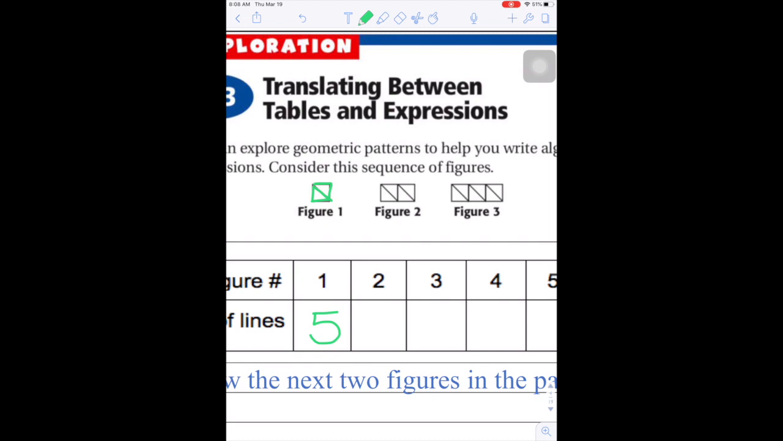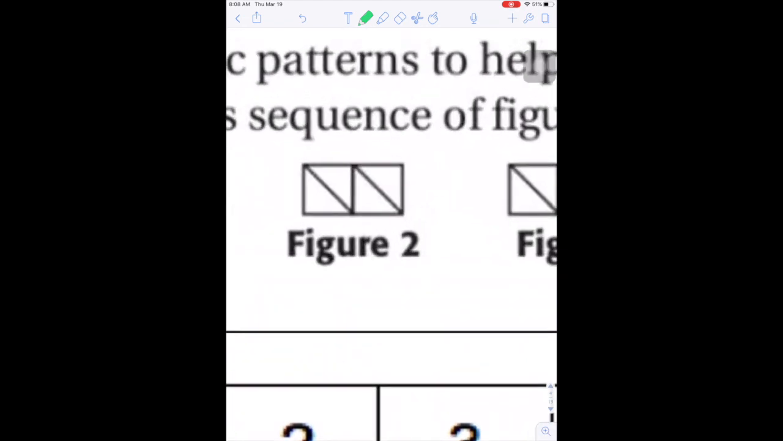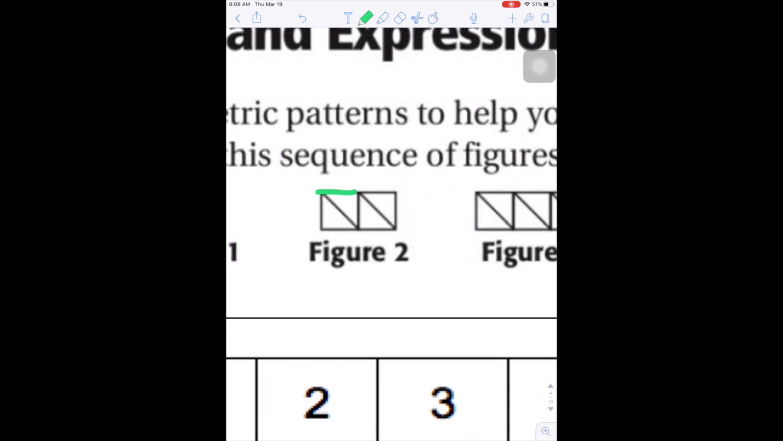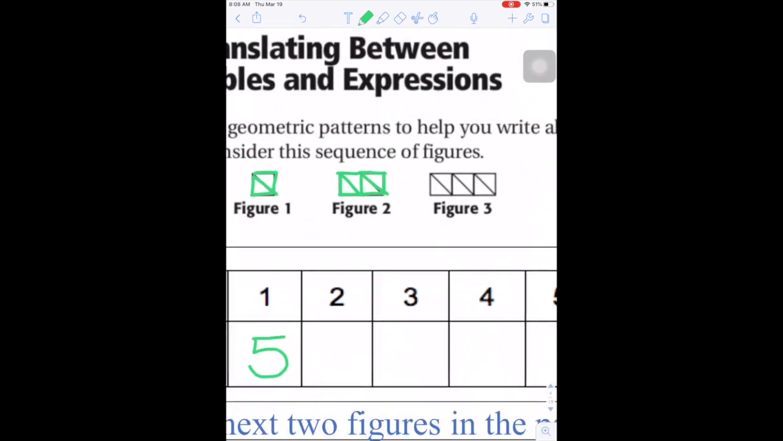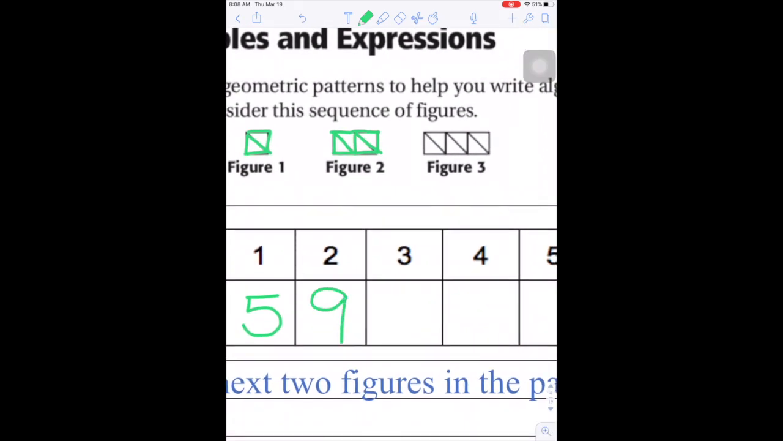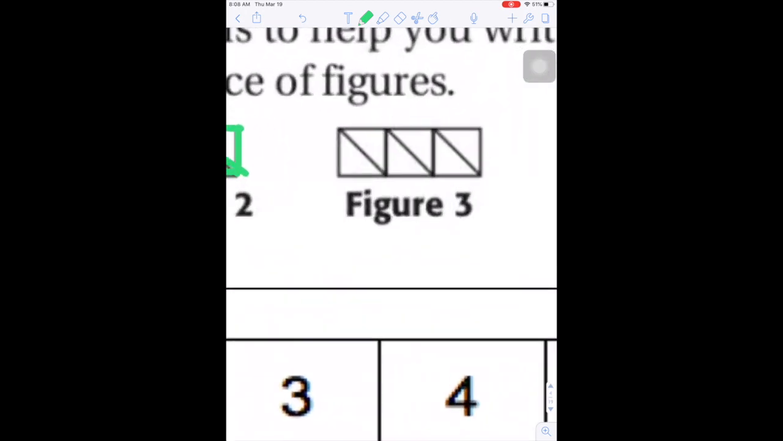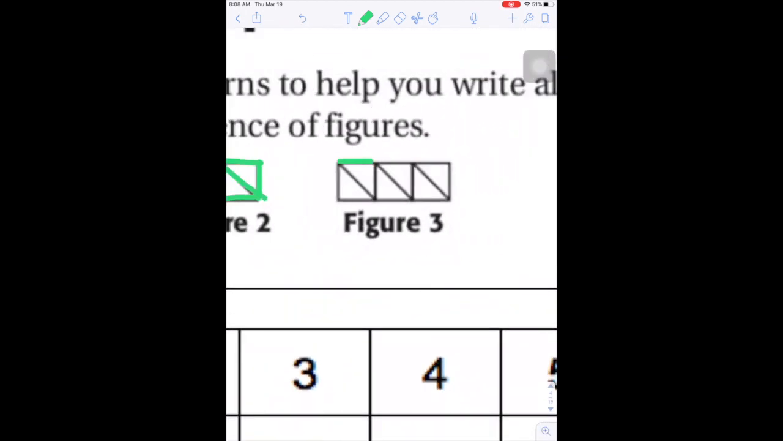All right, now for figure 2, I'm going to go ahead and count. These are each separate, so 1, 2, 3, 4, 5, 6, 7, 8, 9. For figure 3, 1, 2, 3, 4, 5, 6, 7, 8, 9, 10, 11, 12, 13.